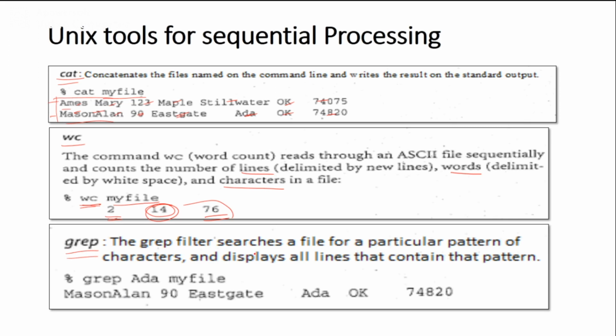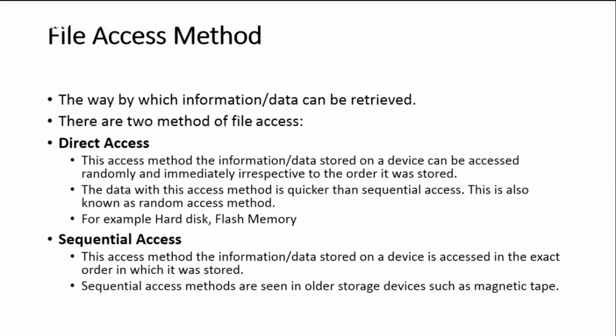Grep filter searches a file for a particular pattern of characters and displays all lines that contain that pattern. For example, if I write grep ada myfile, it is going to search for this particular word, ada, in my file. In my file, ada is there in this particular line, so that line will be displayed, where that particular word is there. So these are the Unix tools for sequential processing.